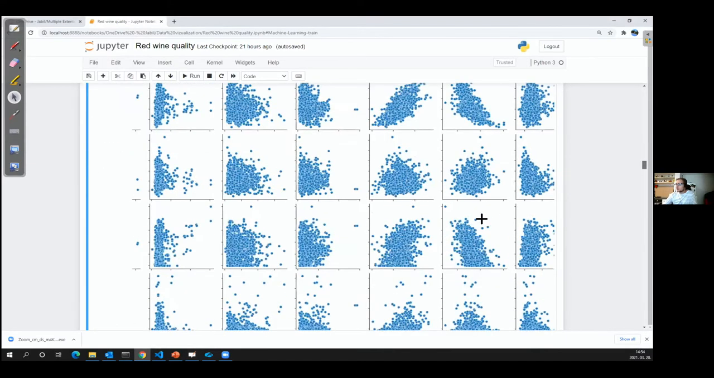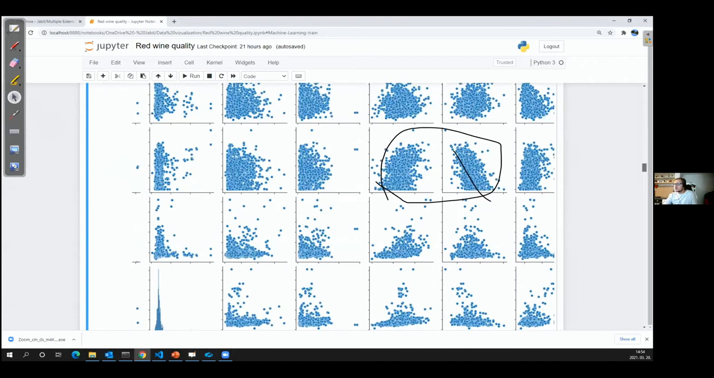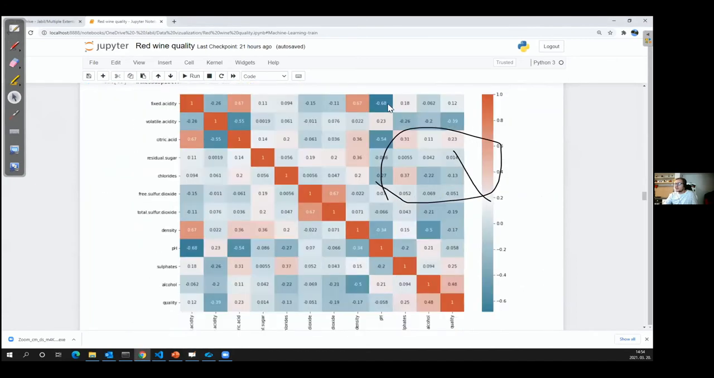Two plots, two columns: the pH and the acidity. As we know, the higher the pH, the less acidic our compound is. That's why we can expect a negative correlation, and this is exactly what is happening. pH has a negative correlation, minus 0.68, which is considered a high number in correlation.